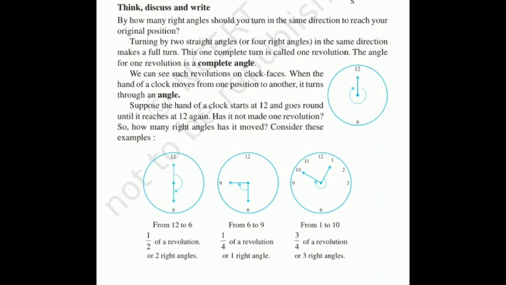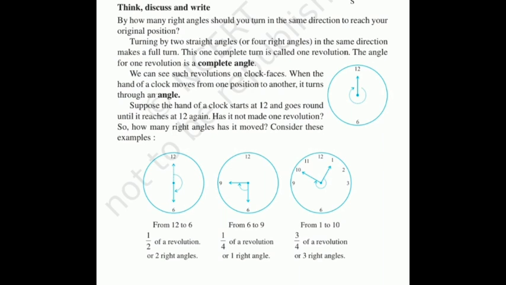By how many right angles should you turn in the same direction to reach your original position? Turning by two straight angles in the same direction makes a full turn. This one complete turn is called one revolution. The angle for one revolution is a complete angle.